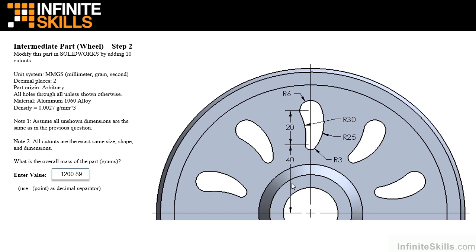And we see that we have a 40 dimension from the main center line to the center point of the radius 3. And then we have a 20 center to center dimension. The upper radius is 6, inside radius is 30, and outside radius is 25. Because we have no additional notes over here, we are to assume that all of these radiuses are tangent to one another, and the center point for the radius 6 and the center point for the radius 3 lie on the vertical center line. Now let's go to SolidWorks and lay out this sketch.